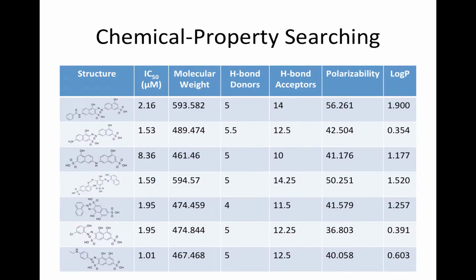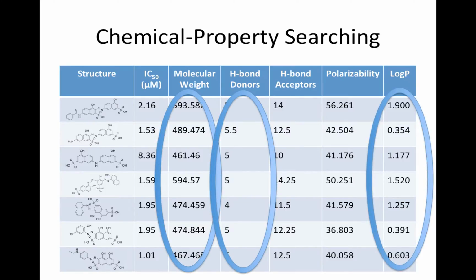A second ligand-based approach involves searching by chemical property. The table shows the computationally predicted chemical properties of a number of known REL1 inhibitors. Again, molecules with similar chemical properties are more likely to inhibit REL1 than molecules chosen at random. To demonstrate, I'll perform a chemical properties search in CDD to find compounds with similar molecular weights, hydrogen bond donor counts, and octanol water partition coefficients.